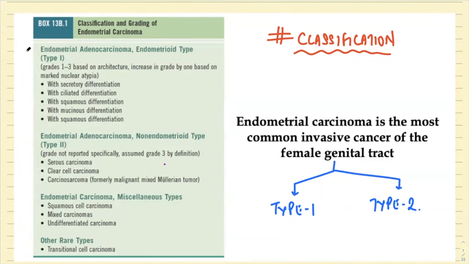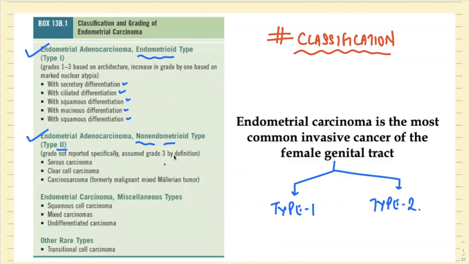So there is an endometrial adenocarcinoma, which is endometrioid type. That is, it very much resembles the normal endometrium, so it is called the endometrioid type. And there is an endometrial adenocarcinoma, which is the type 2 variety, which is non-endometrioid type. It doesn't resemble the normal endometrium. The endometrioid type can have secretory, ciliated, mucinous, and squamous differentiation.